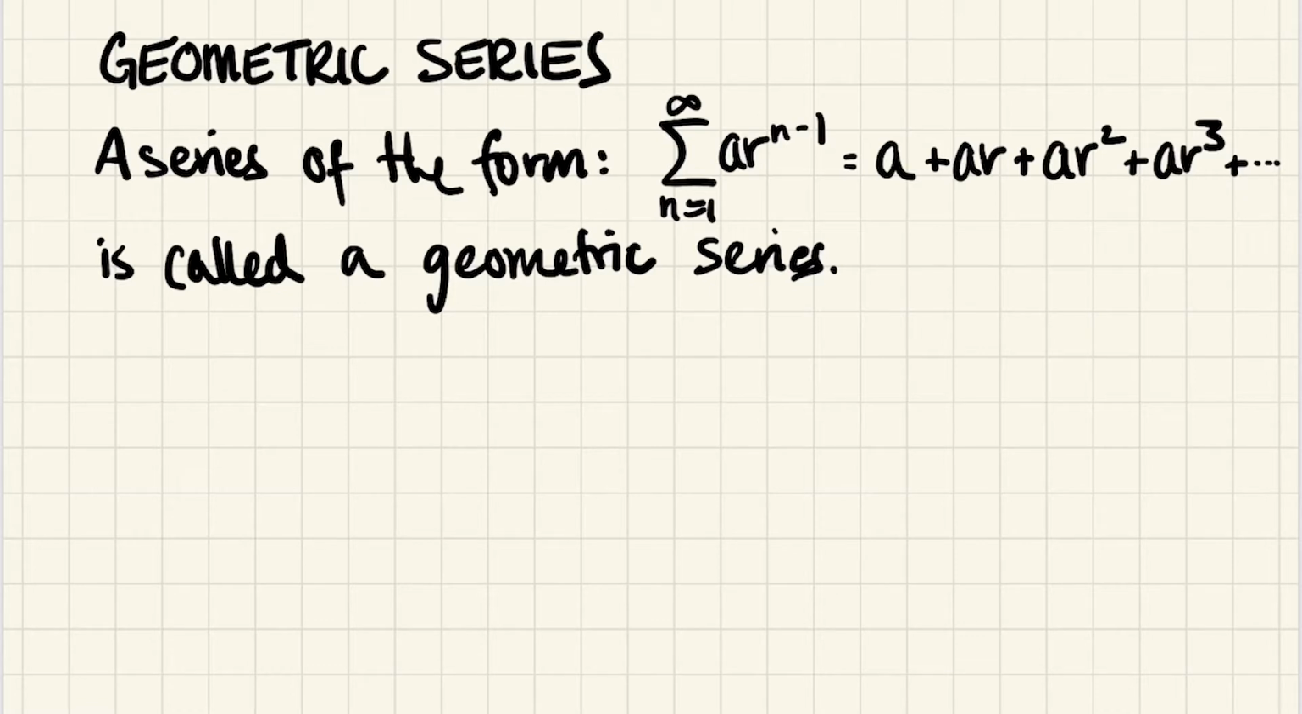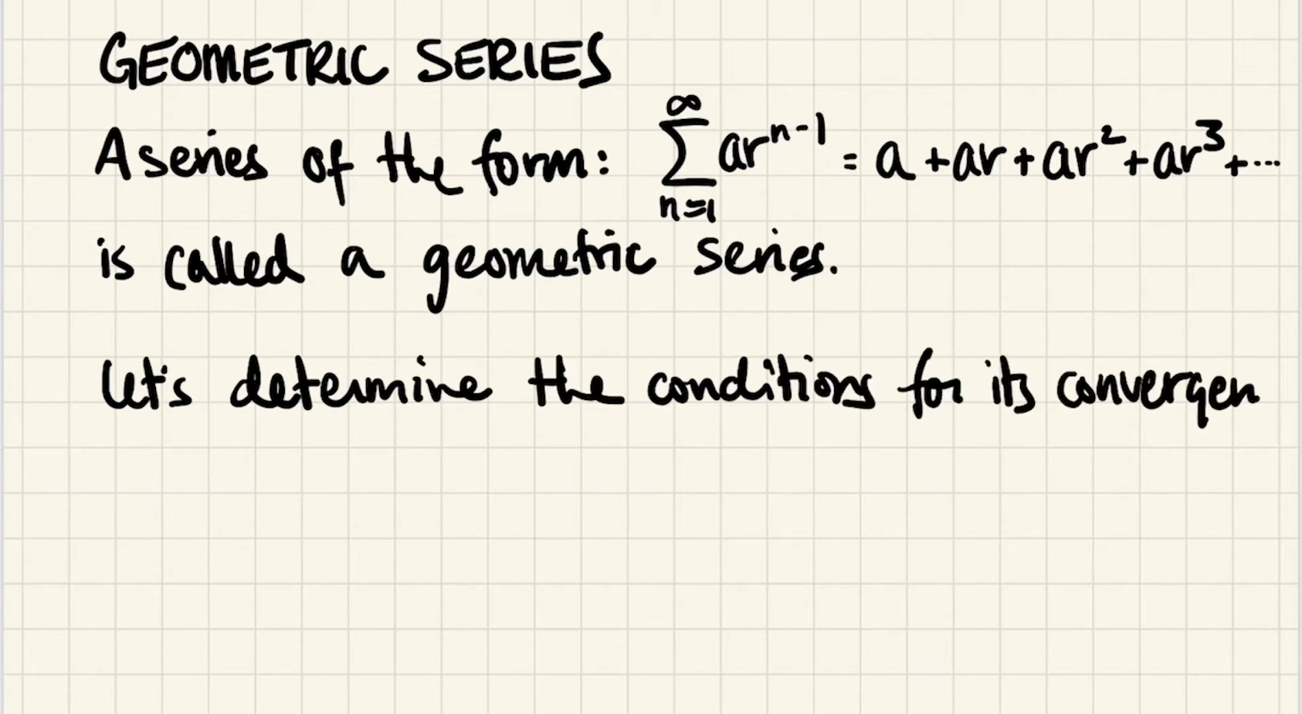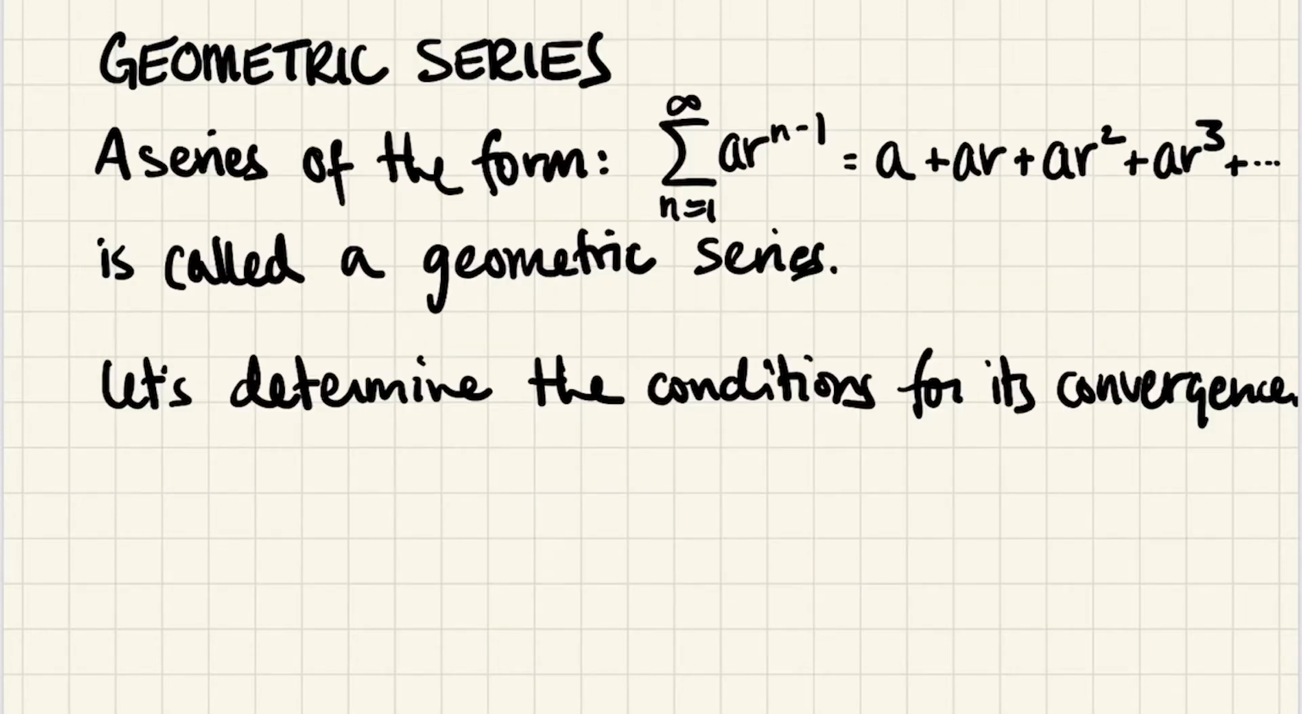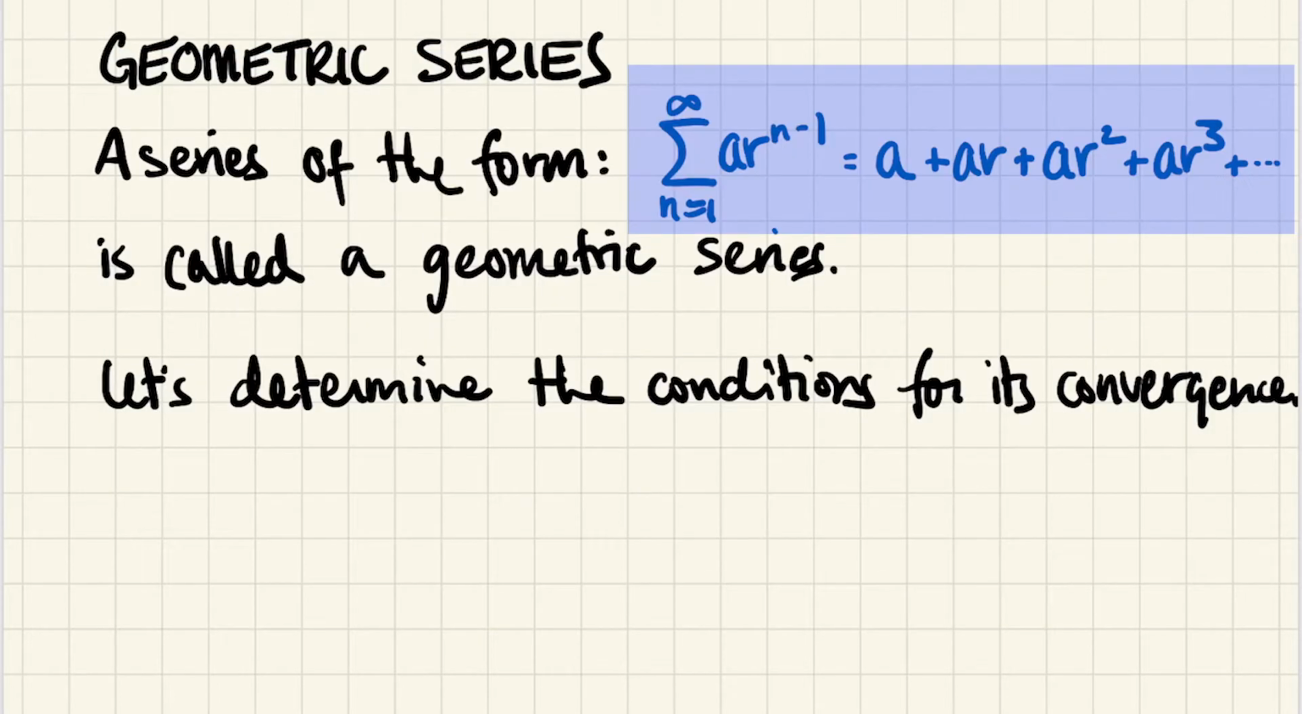Geometric series are particularly nice for a number of reasons. One of them is that we can determine the conditions for its convergence very easily just by consulting that particular r value. So let's see how this works. We know that a series is convergent if the limit of its partial sums exists and is finite. So let's look at the partial sums of a geometric series.